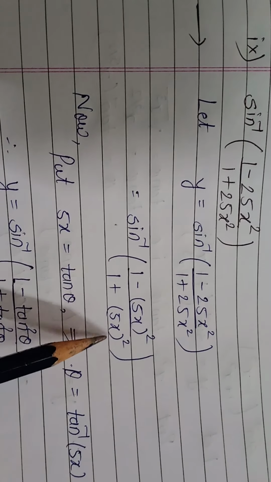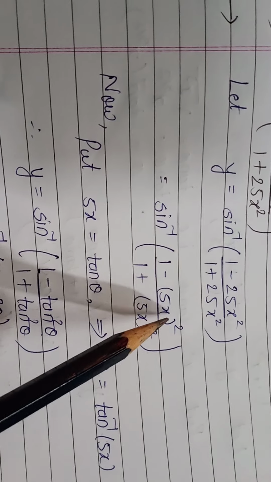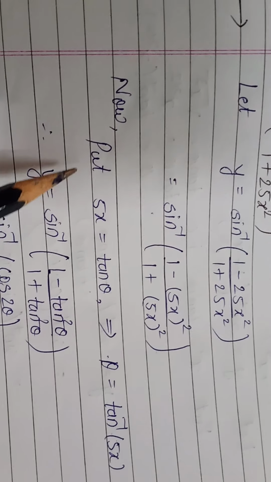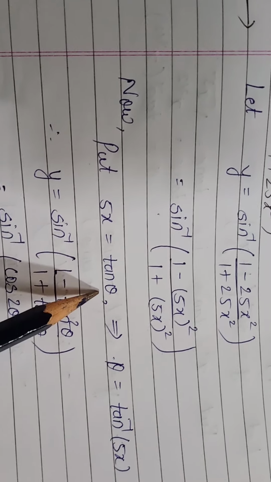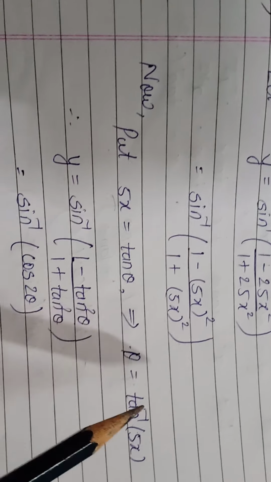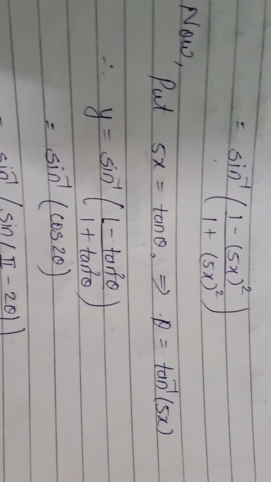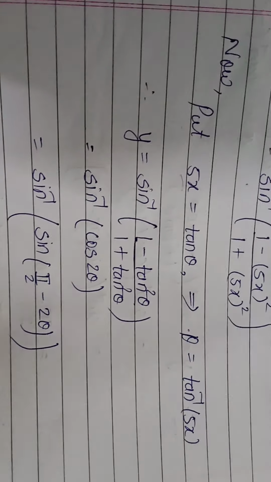Again, 1 plus (5x) whole square. It means that instead of this 5x, now we have to put tan theta. So put 5x equals tan theta. Now remember, this is not 5 raised to x, it is 5x. So your theta will come as tan inverse of 5x. Be careful while writing this.